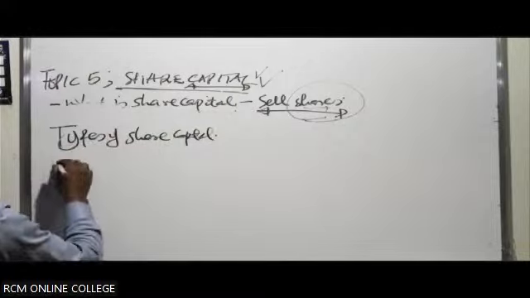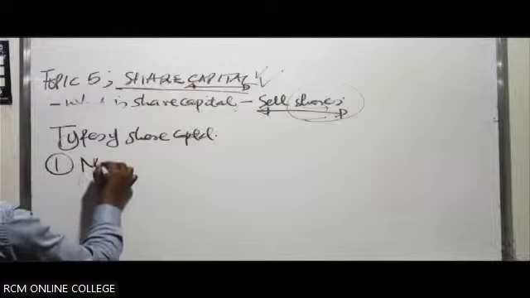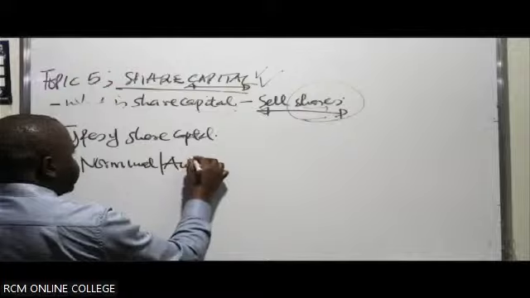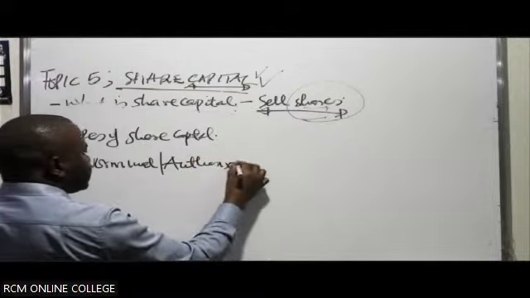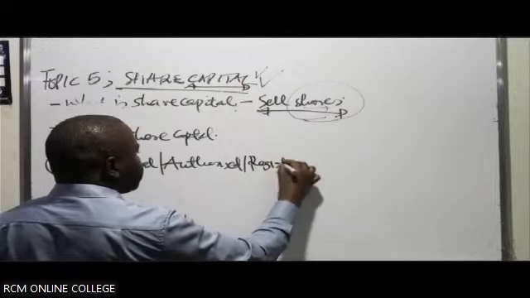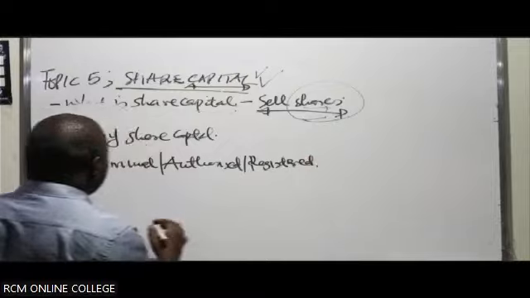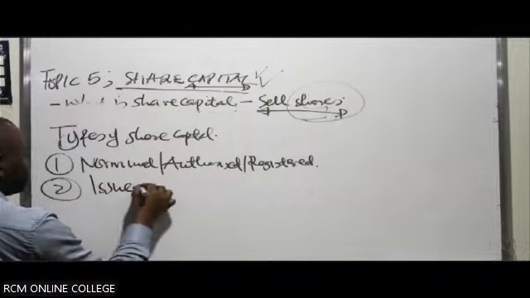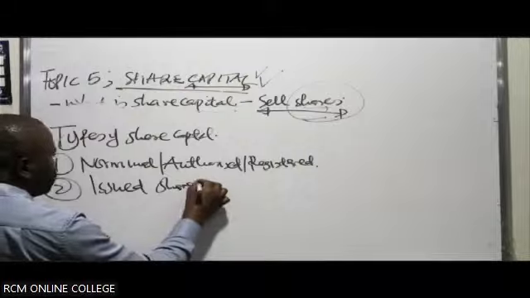Types of share capital. You can have what we refer to as the nominal. Sometimes we call it authorized. Sometimes we call it registered share capital. Then out of this, we can have what we call issued share capital.